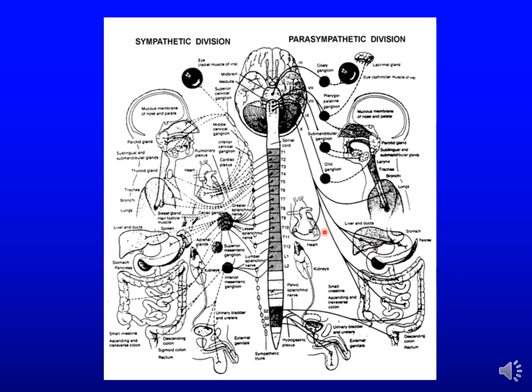This slide also summarizes some of the concepts that we talked about in the earlier slide. On the right side, it shows the organs that are targeted by the parasympathetic division of the autonomic nervous system, and on the left side, it shows the organs that are innervated by the sympathetic division. We can see that many organs can be innervated by both divisions. We can see the heart here, for example, and the GI tract here and on this side as well.